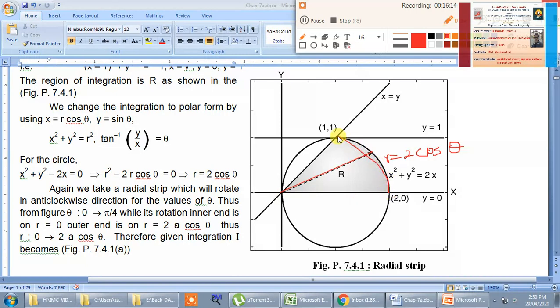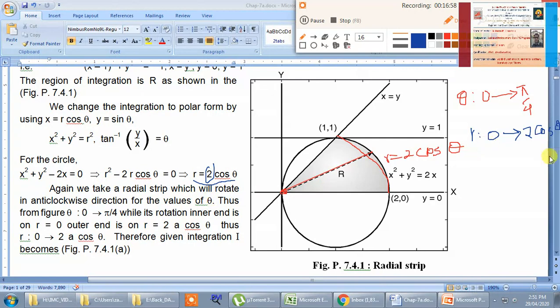So the ends of the strip are here, upper end is here, lower end is here. While its motion starting with theta equal to 0, theta varies from 0 to pi by 4. And r varies from, the inner end of the strip is on r equal to 0, that is the pole, and the outer end of the strip is on r equal to 2 cos theta. Note that r equal to 2 cos theta is the equation of a circle having center at 2 divided by 2, that is 1, so (1, 0), and radius equal to 1.